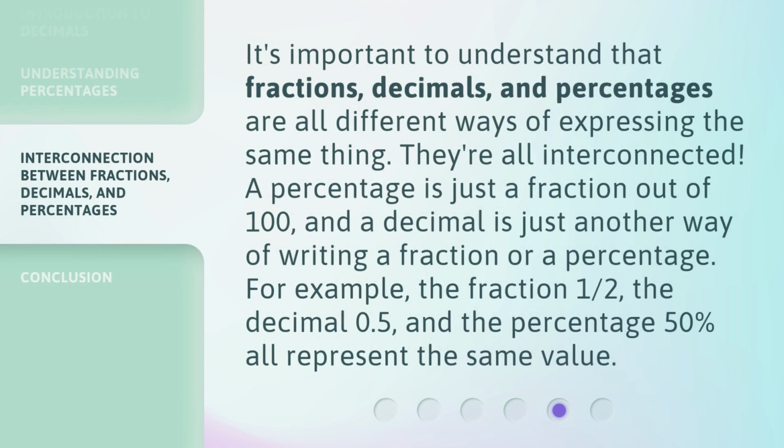It's important to understand that fractions, decimals, and percentages are all different ways of expressing the same thing. They're all interconnected. A percentage is just a fraction out of 100, and a decimal is just another way of writing a fraction or a percentage. For example, the fraction 1/2, the decimal 0.5, and the percentage 50% all represent the same value.